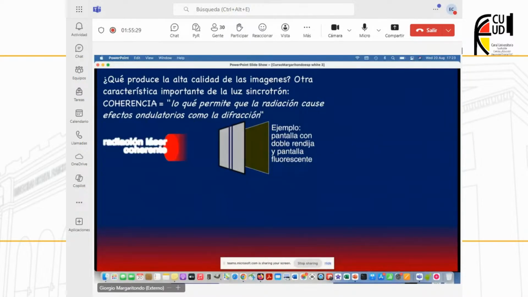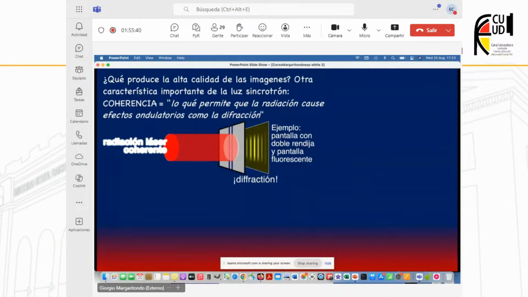I'm sorry, because in my changing colors, I think that I blurred. So it says radiation from a coherent laser. And now with a coherent kind of source, we do get a diffraction pattern. So what makes the difference between the incoherent source and the laser, which is a coherent source?